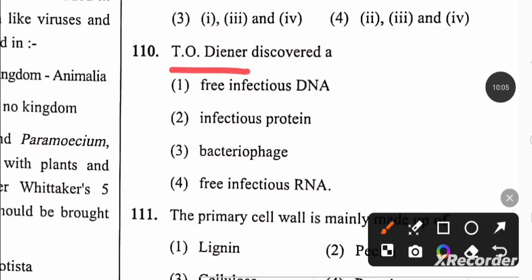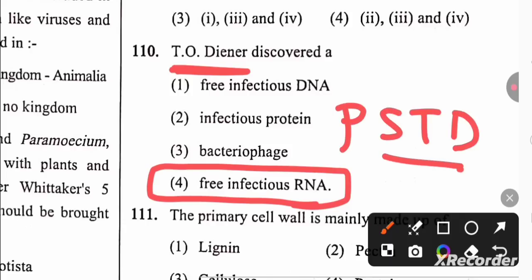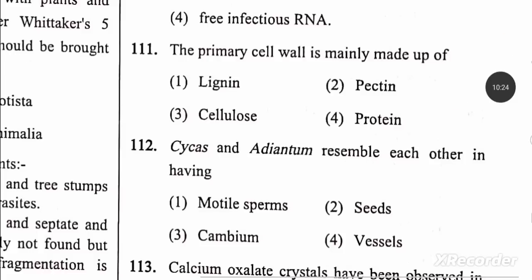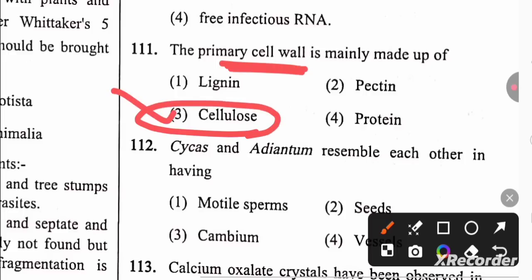T.O. Diener discovered free infectious RNA. Free infectious RNA causes some diseases like potato spindle tuber disease. Potato spindle tuber disease is caused by free infectious RNA. Primary cell wall is mainly made up of cellulose. It is the most abundant compound. Along with that, hemicellulose and pectin are also present, but primarily the cell wall is mainly made up of cellulose.